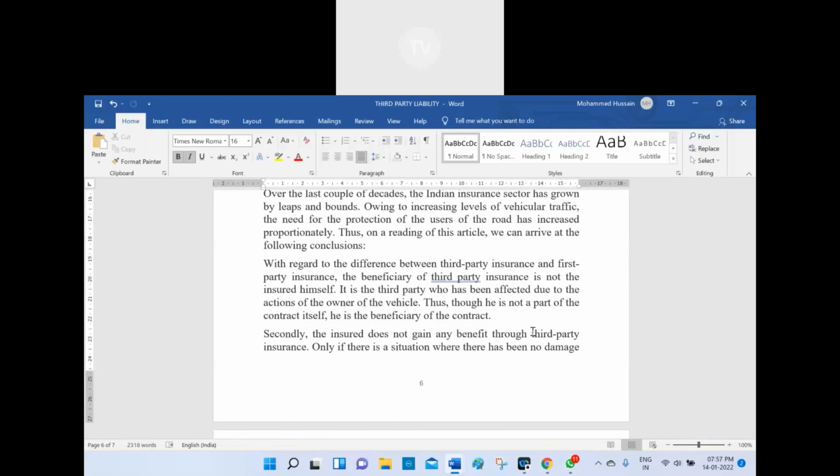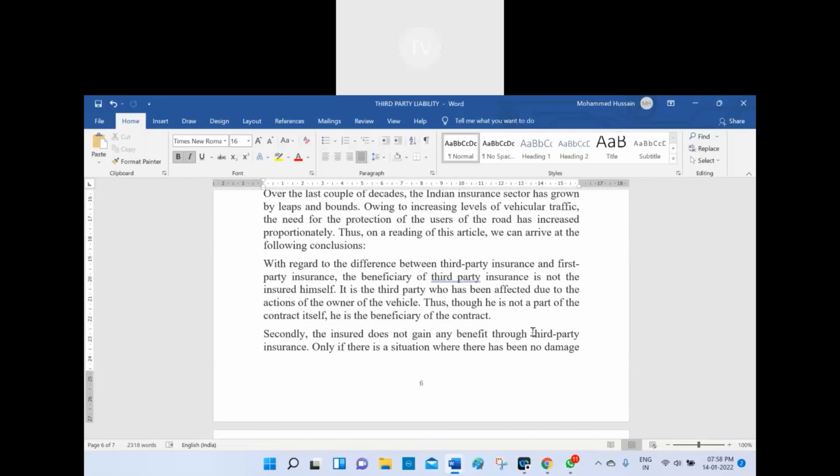Only the third party will get the benefit. The insured will not get any benefit, but the payer is the insurance company. It is a third party who has been affected due to the action of the owner of the vehicle, or the driver of the vehicle, or anyone acting on behalf of the owner.